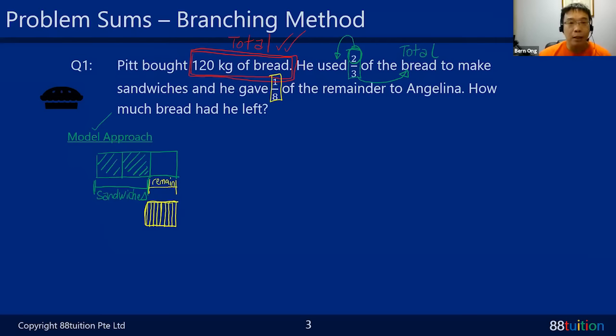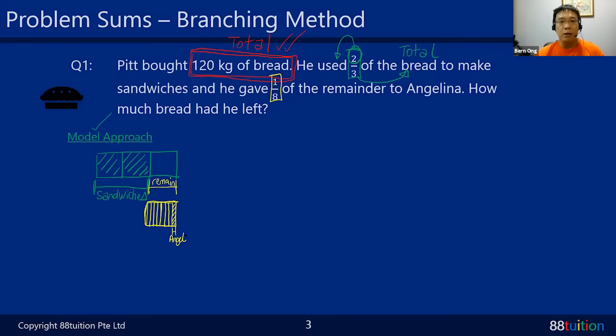So total got 8 smaller parts. Can we call these parts? So the green color, we call it units. The green color got total 3 units. The yellow got 8 small parts. Can you see that the 8 small parts is equal to 1 green unit? And one of the yellow parts is given to who? It is given to the lady, Angelina.